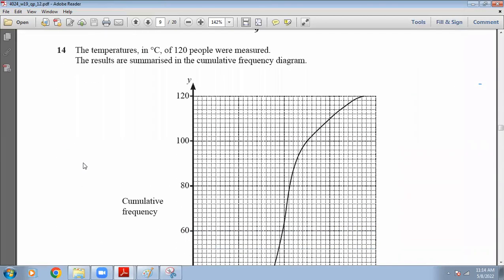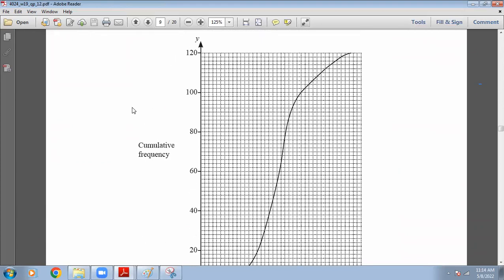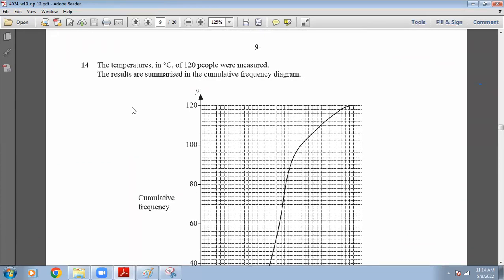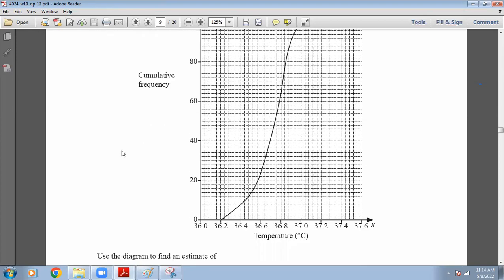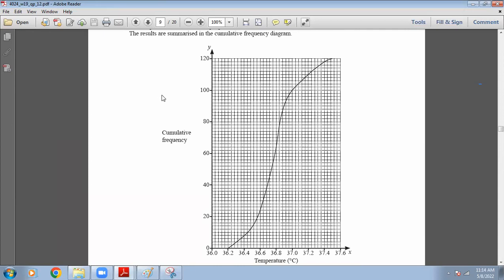Okay, so we are going to the next question. The next question coming up on your screen is a question on a cumulative frequency curve. The temperatures in degrees centigrade of 120 people were measured. The results are summarized in the cumulative frequency diagram. So here you have that cumulative frequency diagram. Let me decrease the size so you can see the whole thing.